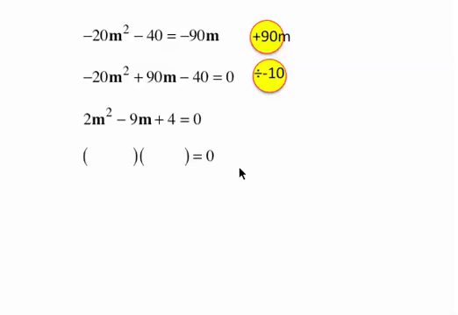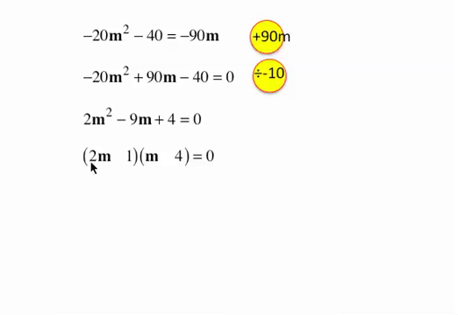So I make my brackets, and I'm looking for the factors of 2. So 2 is a prime, so it's 1 and 2. That's easy. So 2m and m. And now I'm looking for the factors of 4. I can use 2 and 2, but if I put 2 here, that means I have a common factor inside this bracket. That would also imply that there would be a common factor up here, and there's not. So the 2 is not going to work. The only other choice I have is 1 and 4 or 4 and 1. So I'm going to try 1 and 4.